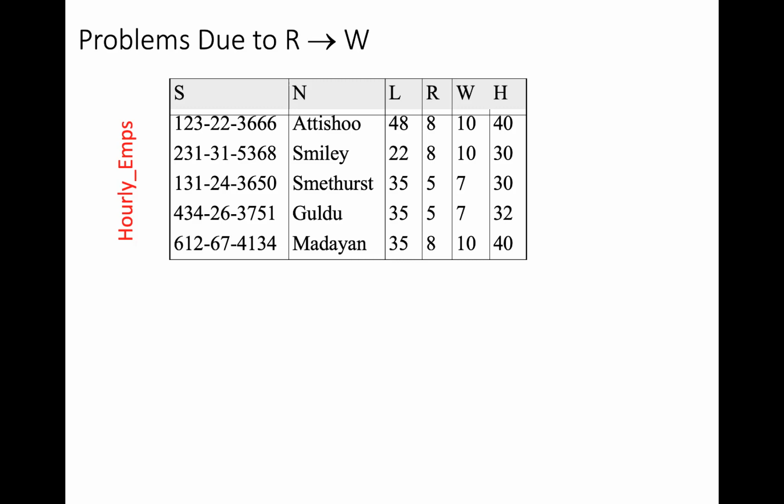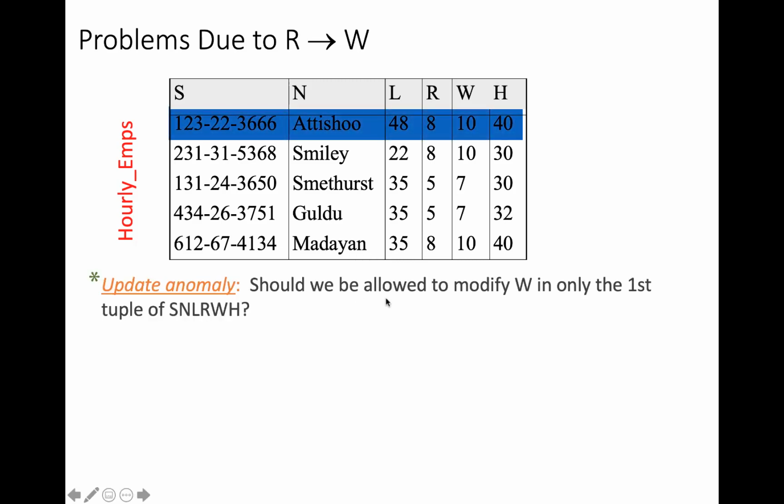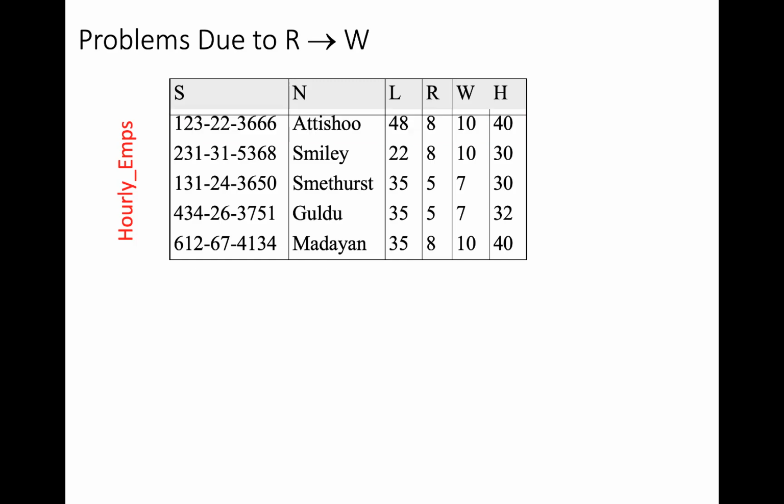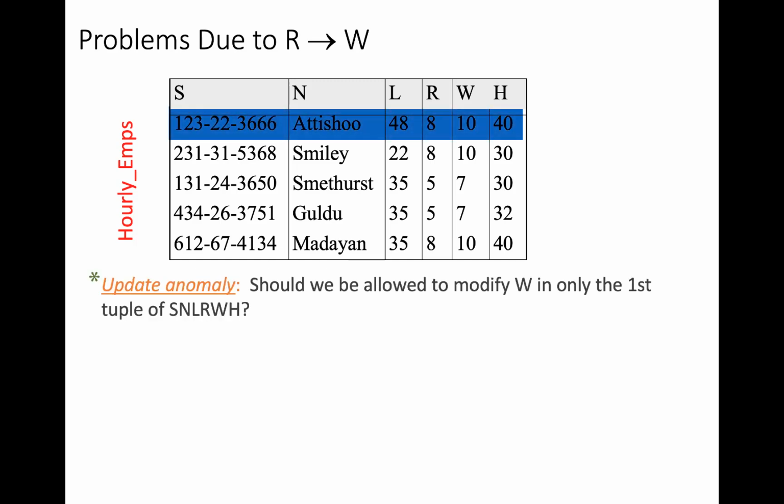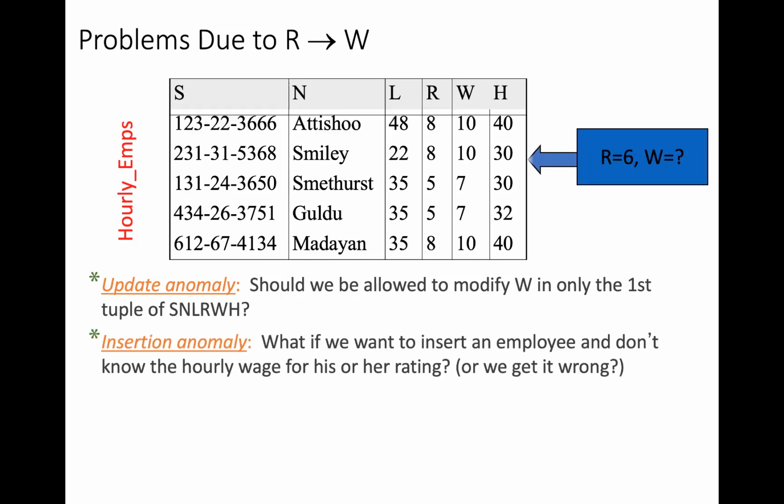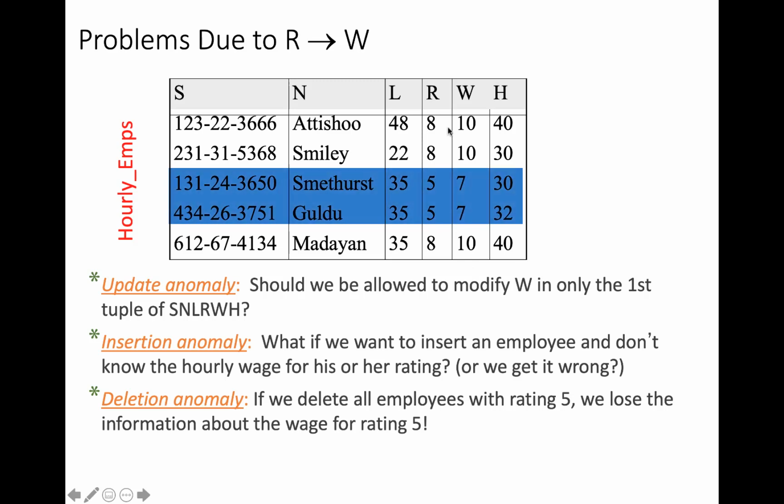So let's figure out some problems due to, for example, R determines W. What problems are going to exist? Let's look at these examples. As you can see, when the rate is 8, the wage is 10. When the rate is 5, the wage is 7. So the wage is uniquely determined by the rate. So why is this causing an anomaly? Why is it causing problems?